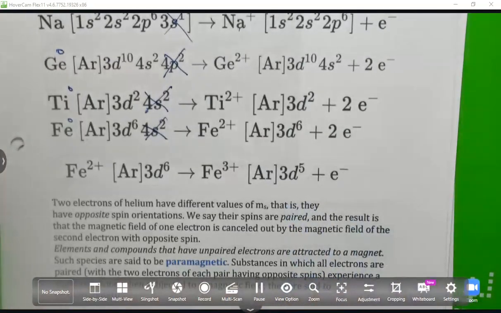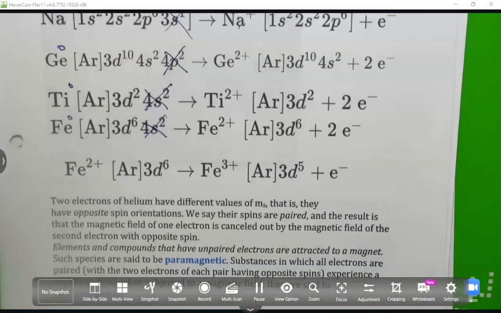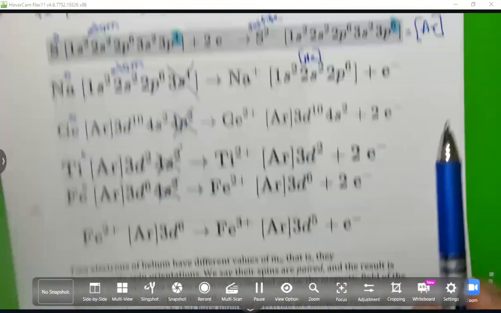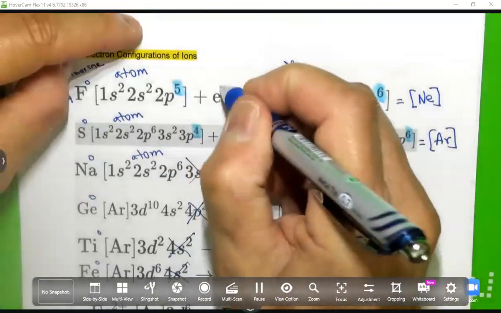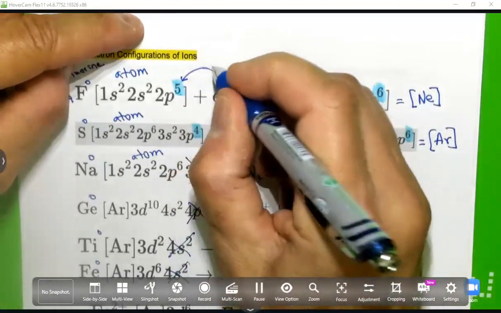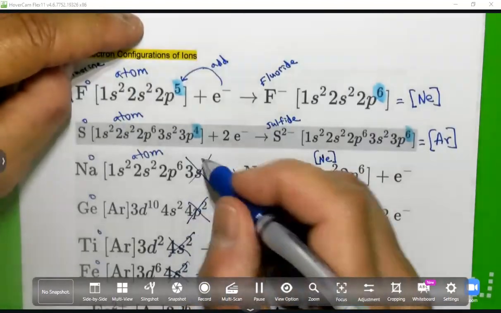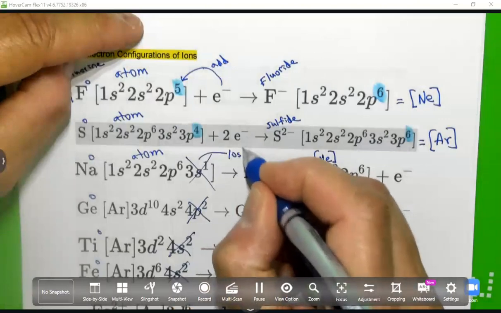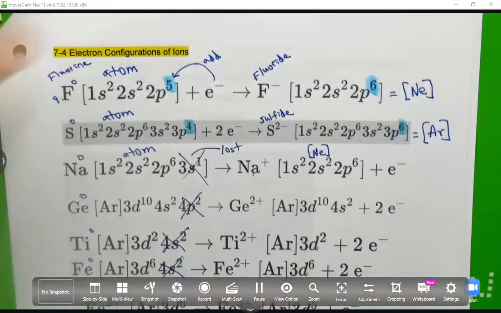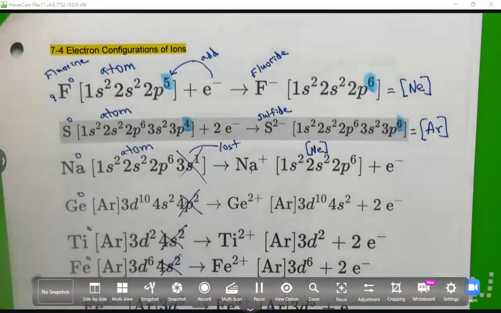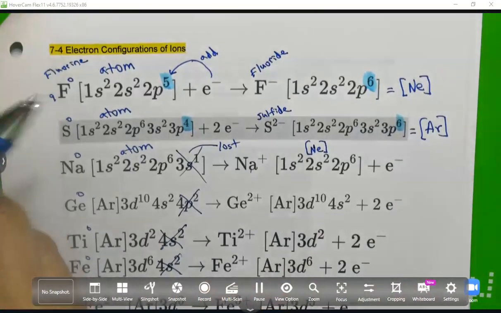Okay. So the electron configuration notation for ions, if it's a negative charge, you have to add electrons. If it's a positive charge, it lost electrons. It really lost electrons. Somebody else wanted them, right? Somebody else wanted them.